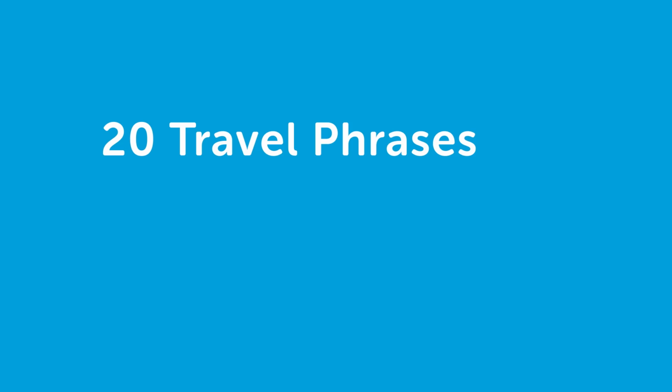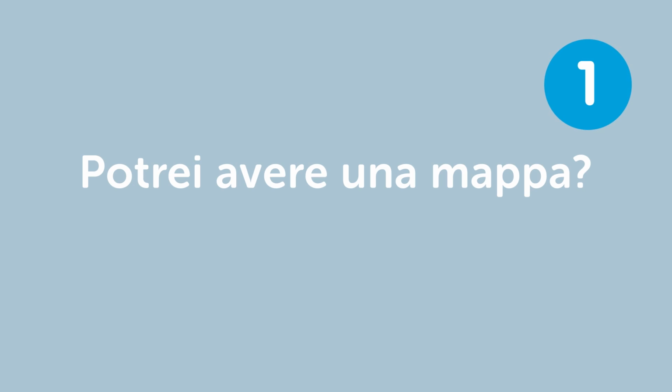And today we're going to talk about the 20 travel phrases you should know. Something quite usual happens that, for instance, you're going to travel in my country, in Italy. So let's start. Potrei avere una mappa?